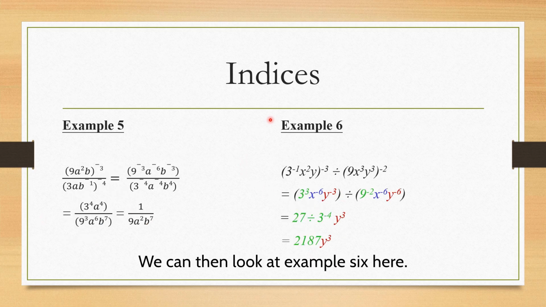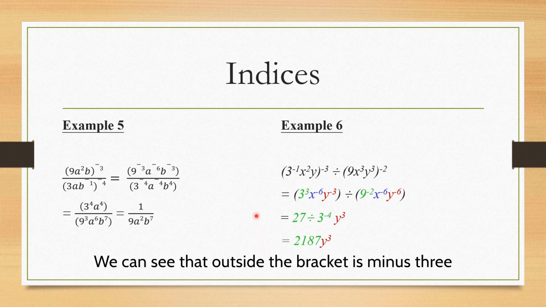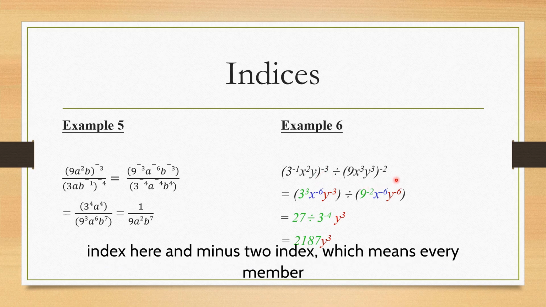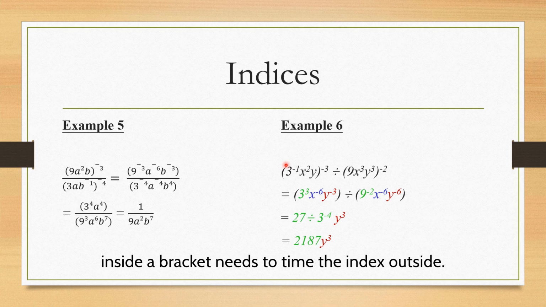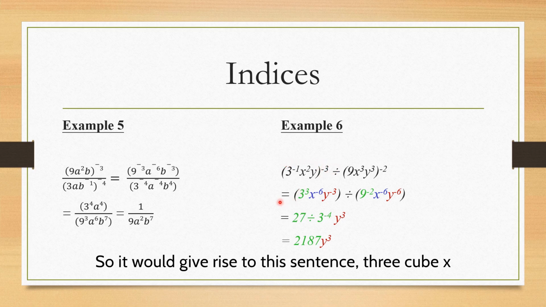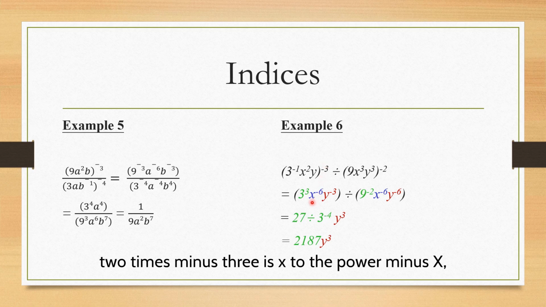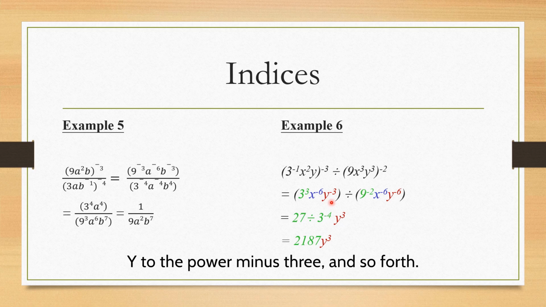We can then look at example 6 here. We can see that outside the bracket is a minus 3 index and a minus 2 index, which means every member inside the bracket needs to be multiplied by the index outside. So it would give rise to this expression. 3 cubed, x: 2 times minus 3 is x to the power minus 6, y to the power minus 3, and so forth, 9 to the power negative 2.